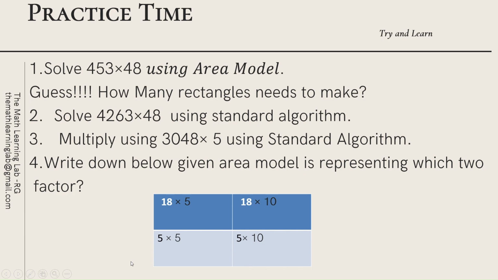Now let's have a look at the columns. Which number is common in the first column? It's 5. So 5 is in the first column and 10 is in the second column. So 5 plus 10 is 15. So basically this area model is representing 23 times 15. Check your answer and let me know.